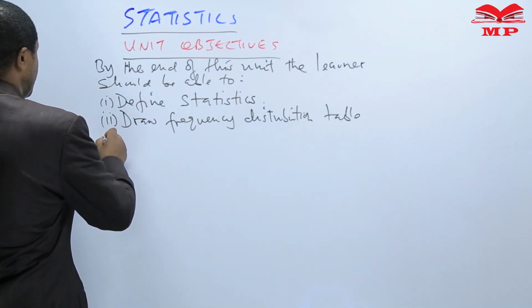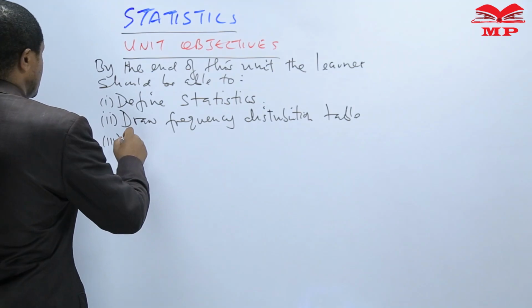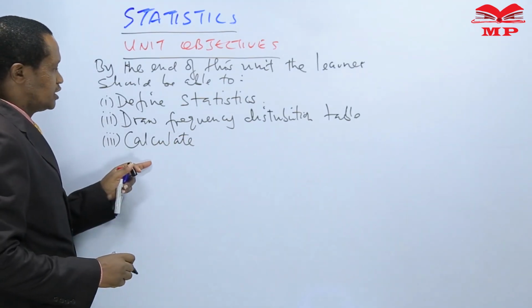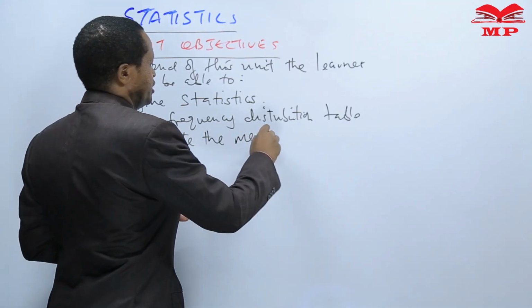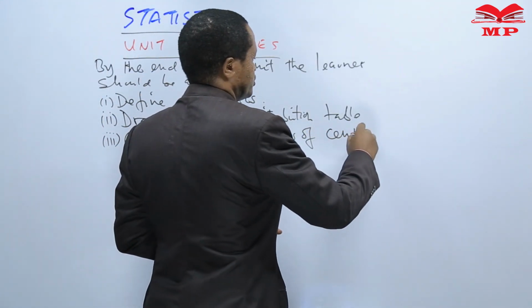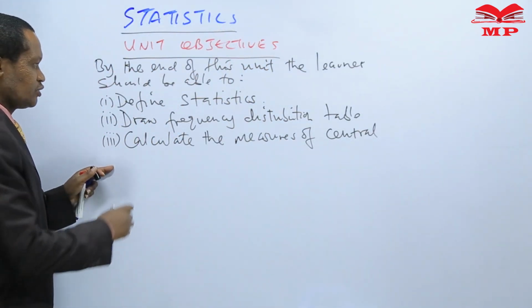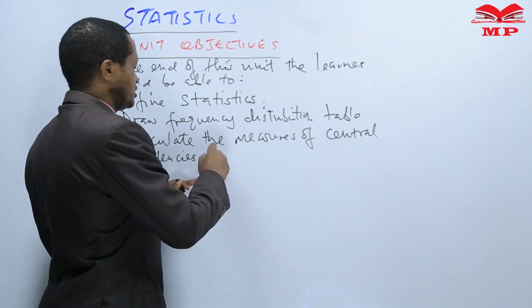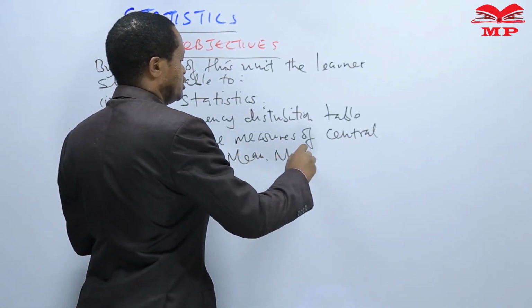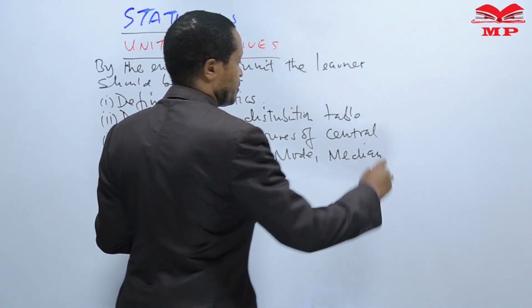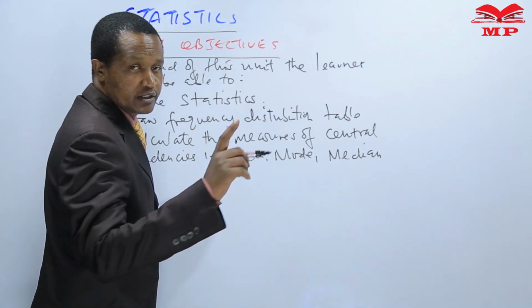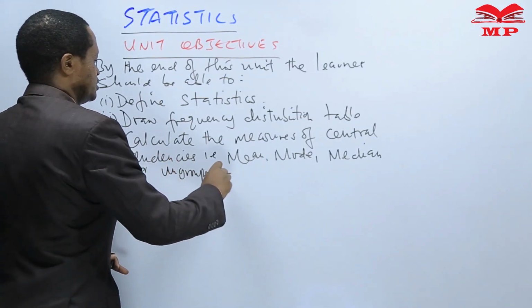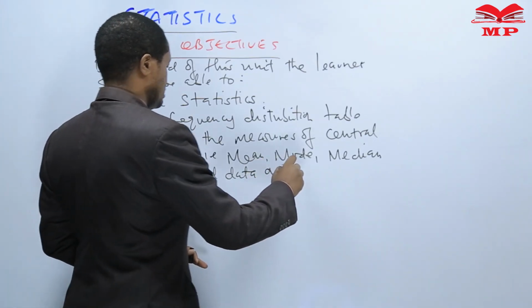Then number three, the learner should be able to calculate the measures of central tendency, that is the mean, the mode, and the median, for both ungrouped data and grouped data.